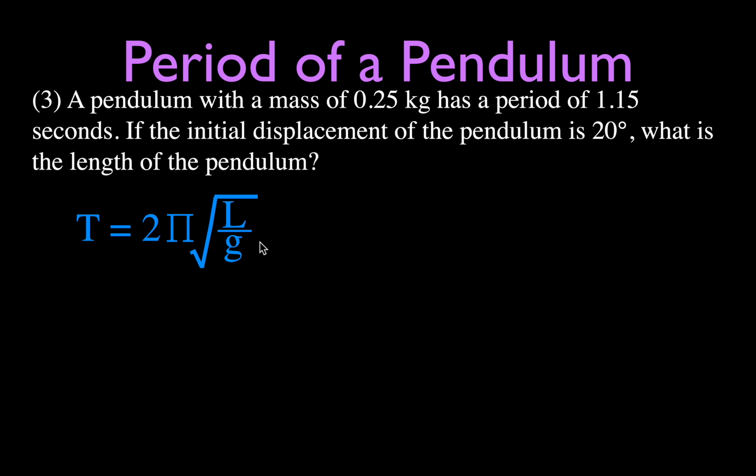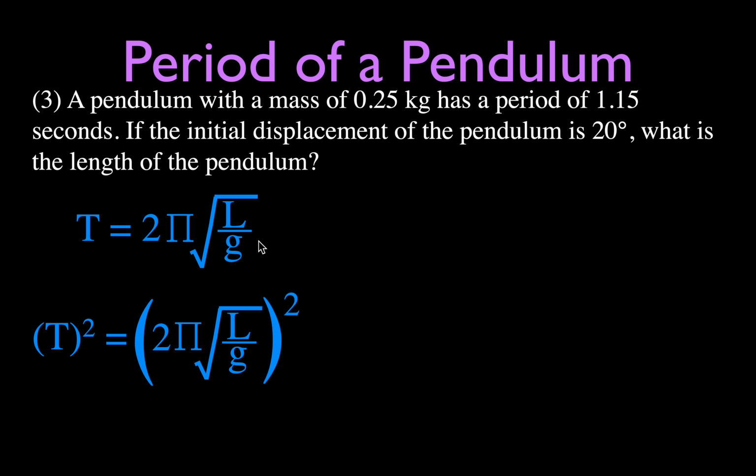The period is not dependent upon the mass, so we need to leave that out. We're not going to use that, but we want to solve for the length, and we're going to do that first by squaring both sides of the equation. If we square both sides of the equation, on the left-hand side we get t squared. On the right-hand side, we get the whole term. You've got to square the whole term like that.